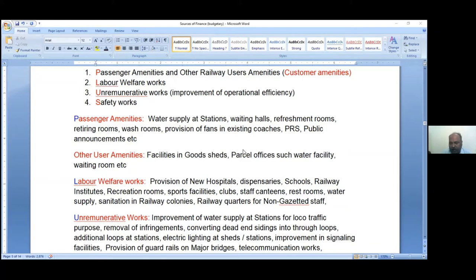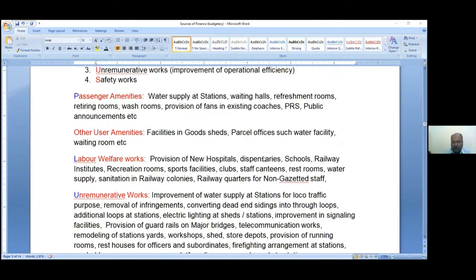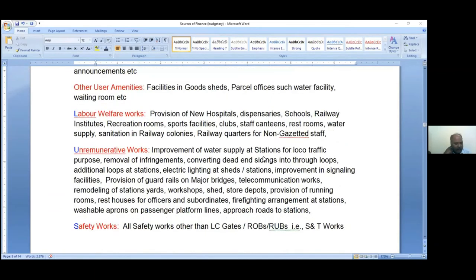That means hospitals, clinics, stores, recreation rooms, sports facilities, clubs, sanitation in the railway colonies, and railway quarters for non-gazetted staff. All these come under labor welfare works. And under improvement of operational efficiency, we cannot find.